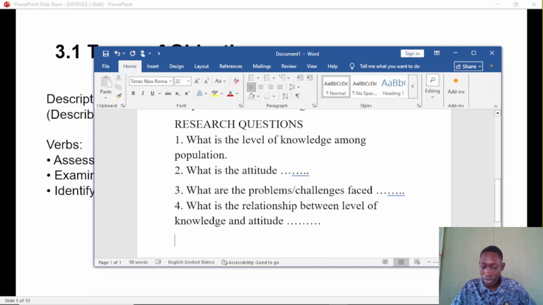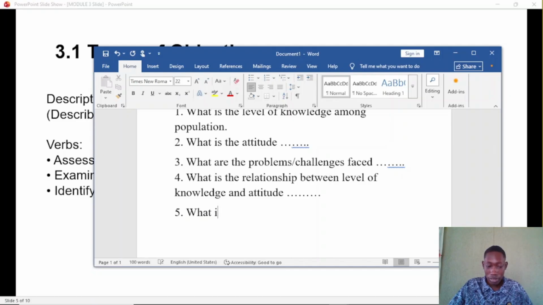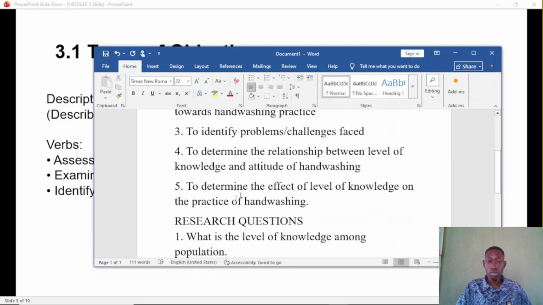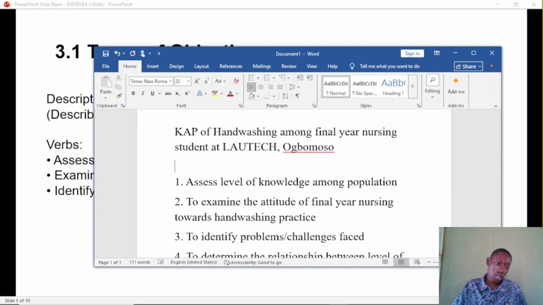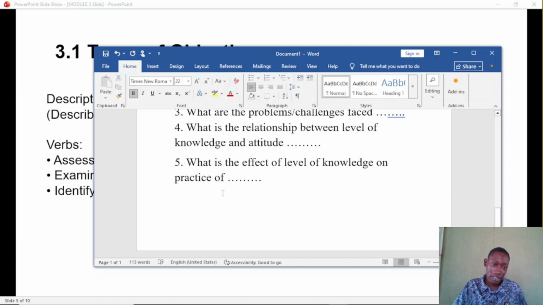And your number 5, it is also an inferential objective. It is still answering a question. You want to know the effect of level of knowledge on practice. So it will be what is the effect on practice of, and you have your research questions. These are your specific objectives, and these are your research questions now. Now the final is what next?